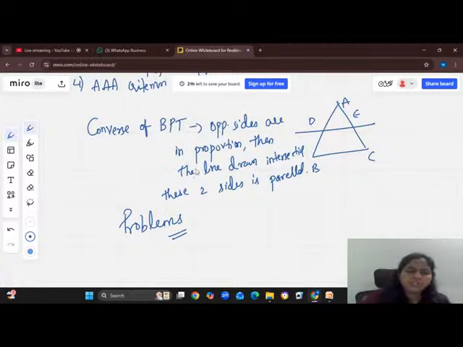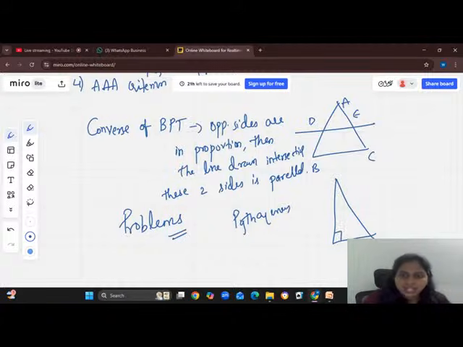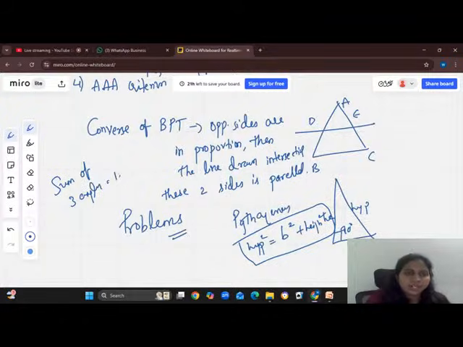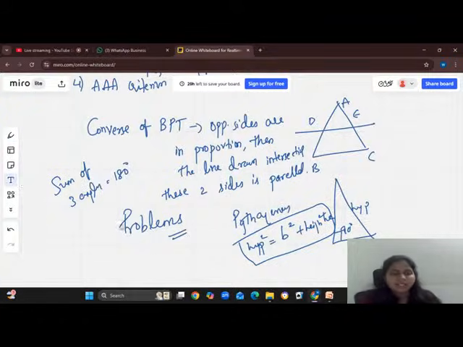And also, you have to know the Pythagoras theorem, the basic one. For a right angle triangle, it will be 90 degrees, and hypotenuse square is always equal to base square plus height square. This is my hypotenuse, this is my base, and this is my height. This one also you have to know, most commonly we will be using. And also you have to know that the sum of the three angles of a triangle is 180 degrees.